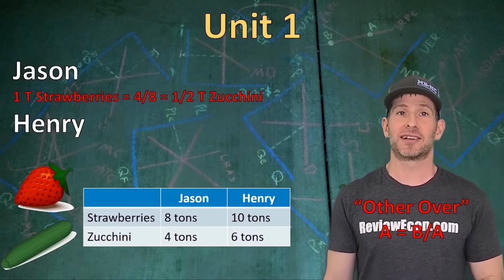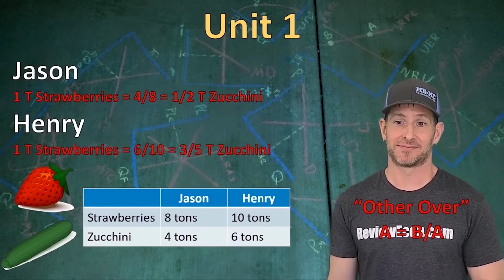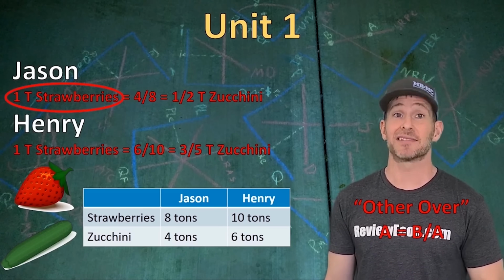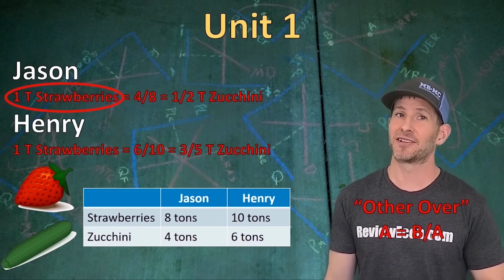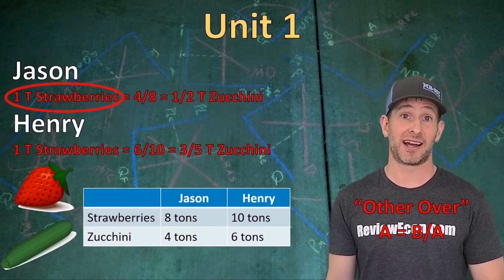For Henry, the opportunity cost of 1 ton of strawberries is 3/5 of a ton of zucchini. And since Jason has the lower opportunity cost in the production of strawberries, that means Jason has the comparative advantage. If we calculated the opportunity cost for producing a zucchini, Henry would have the lower opportunity cost for that.